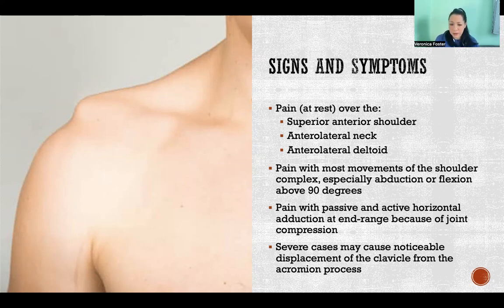In severe cases, there can be a noticeable deformity. There can be a visibly noticeable displacement like we see in the picture here, because in that case, there's an actual dislocation. So there's a displacement of the clavicle from the acromion process.